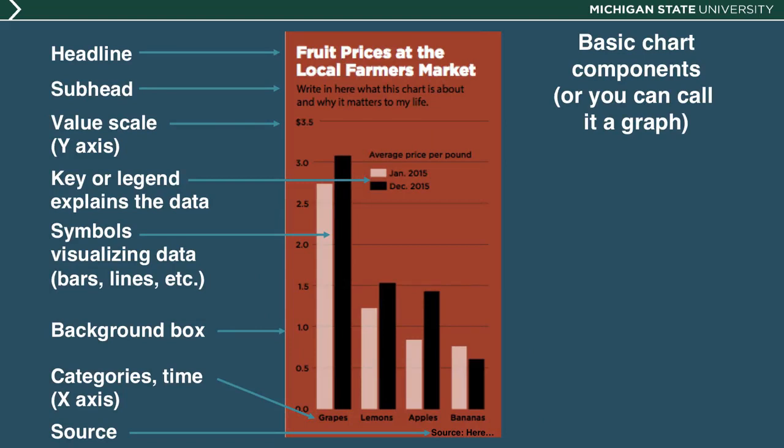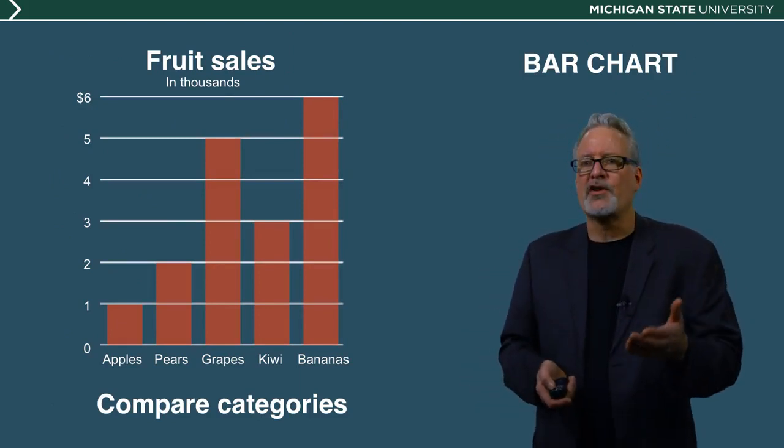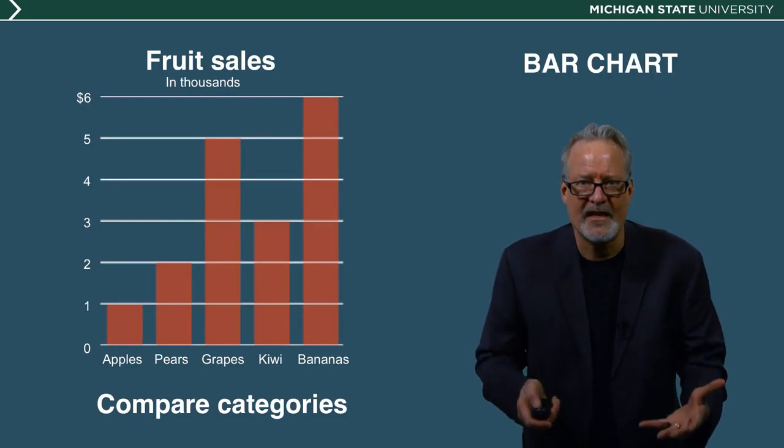Remember, graphics should make you feel smarter. But these are the components, a headline, a subhead. You can go ahead and pause here and read through these and see what they are. I'm going to be talking about 3 basic kinds of charts that are very popular. One is the bar chart that compares categories.